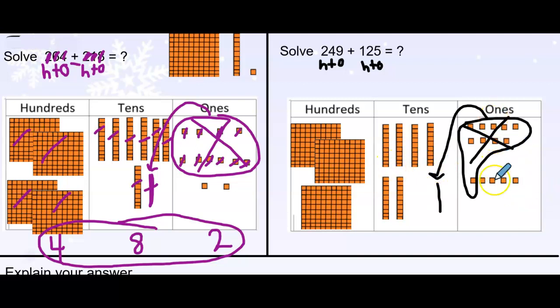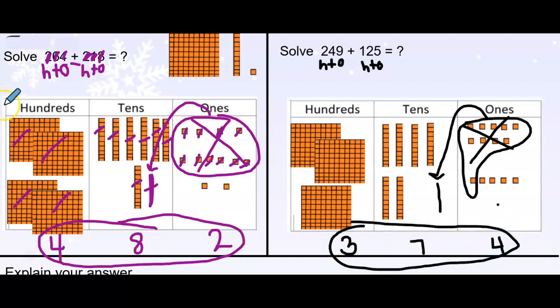So now we can see that there are 1, 2, 3, 4 ones left over. Let's add how many tens rods we have. 1, 2, 3, 4, 5, 6, 7. We have 7 tens in our answer. And last but not least, let's add the hundreds. 1, 2, 3. There are 3 hundreds. So our answer is 374. Does that match the answer that you had yesterday?